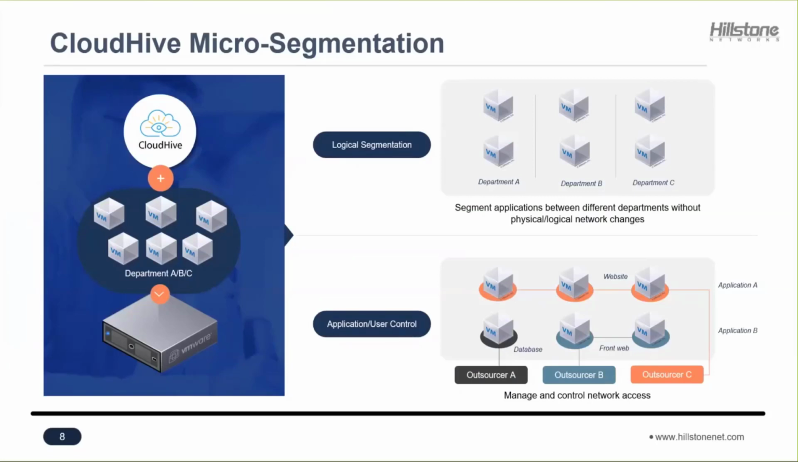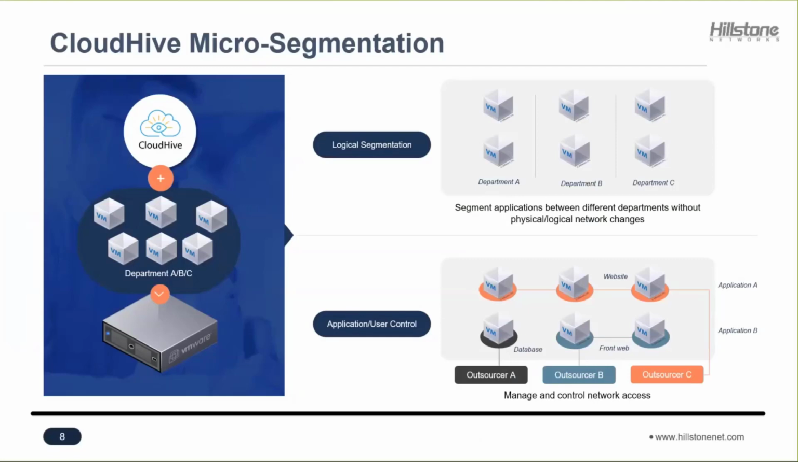One way you may want to do this is to segment by departments. Let's say you have different departments, each with a different set of VMs. What you can do is group VMs belonging to the same department together and have a logical segmentation. You can also segment by function. You may have web servers, you may have database servers, what have you, of different applications maybe.